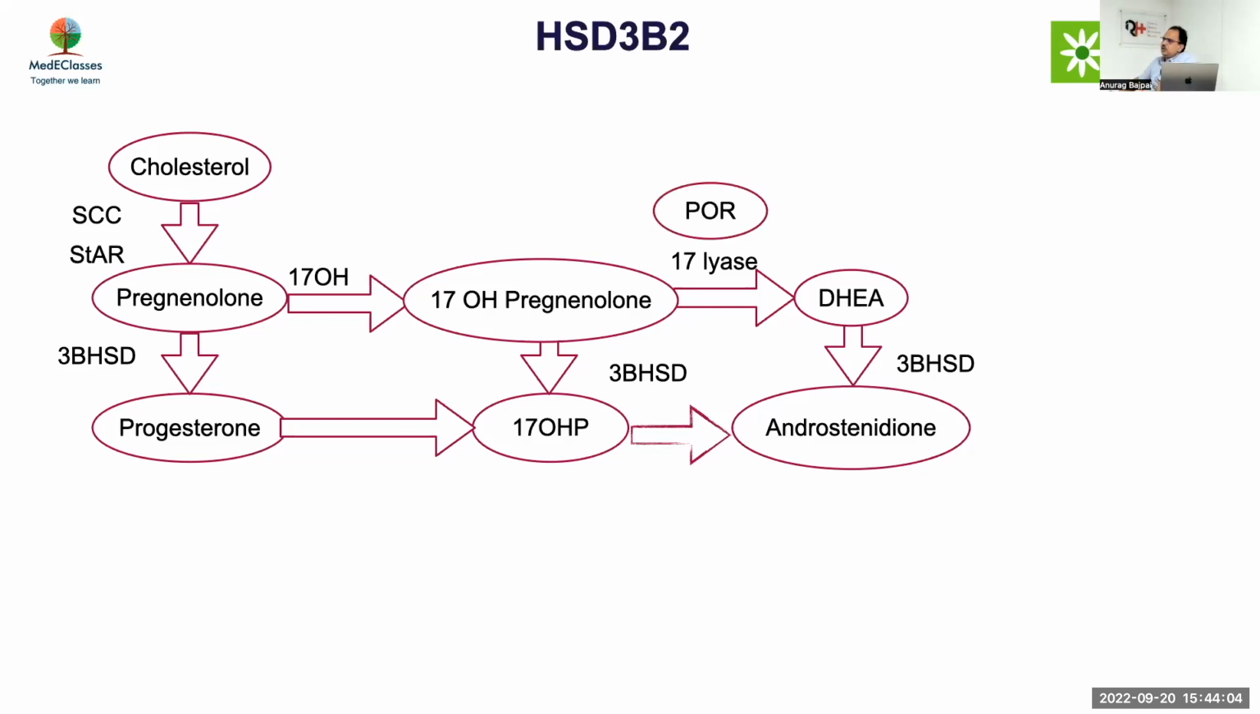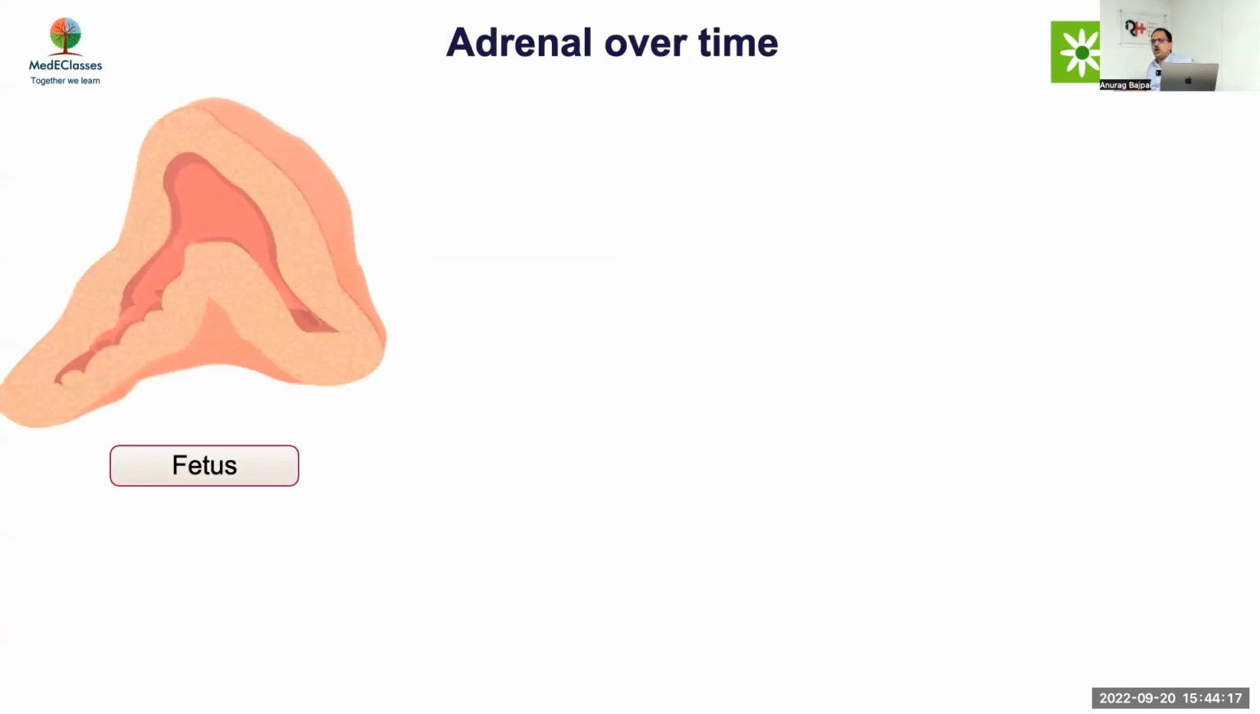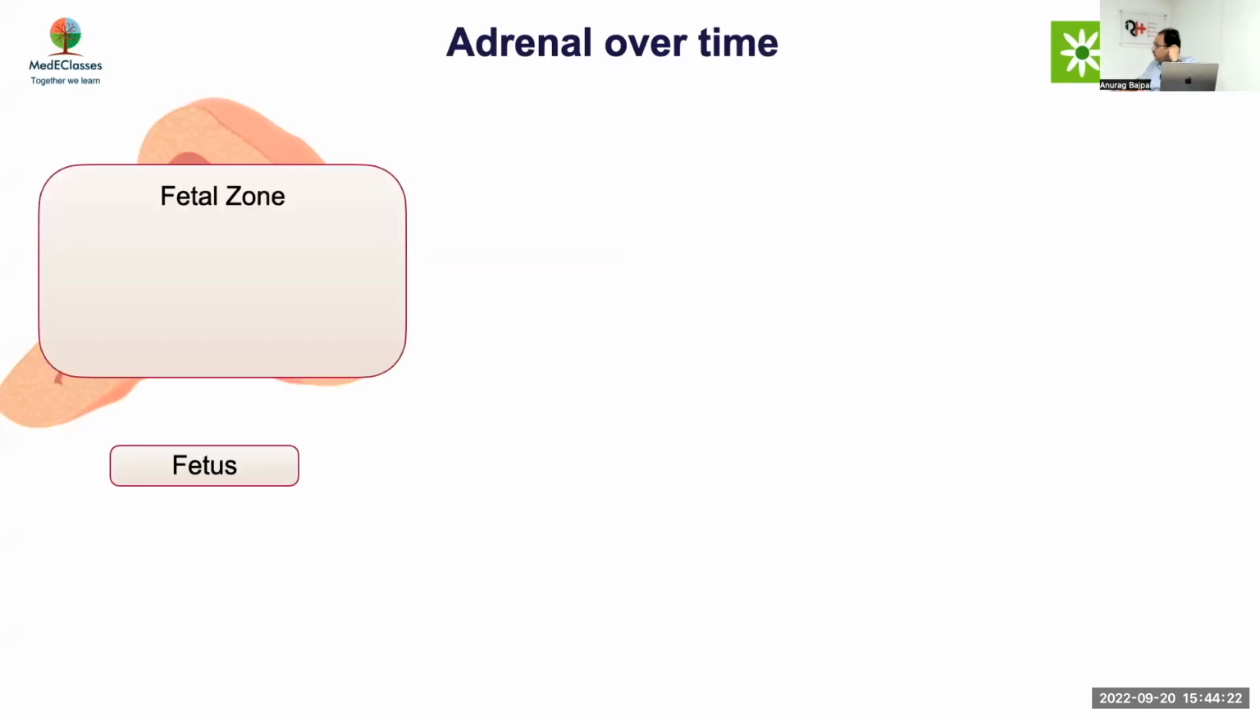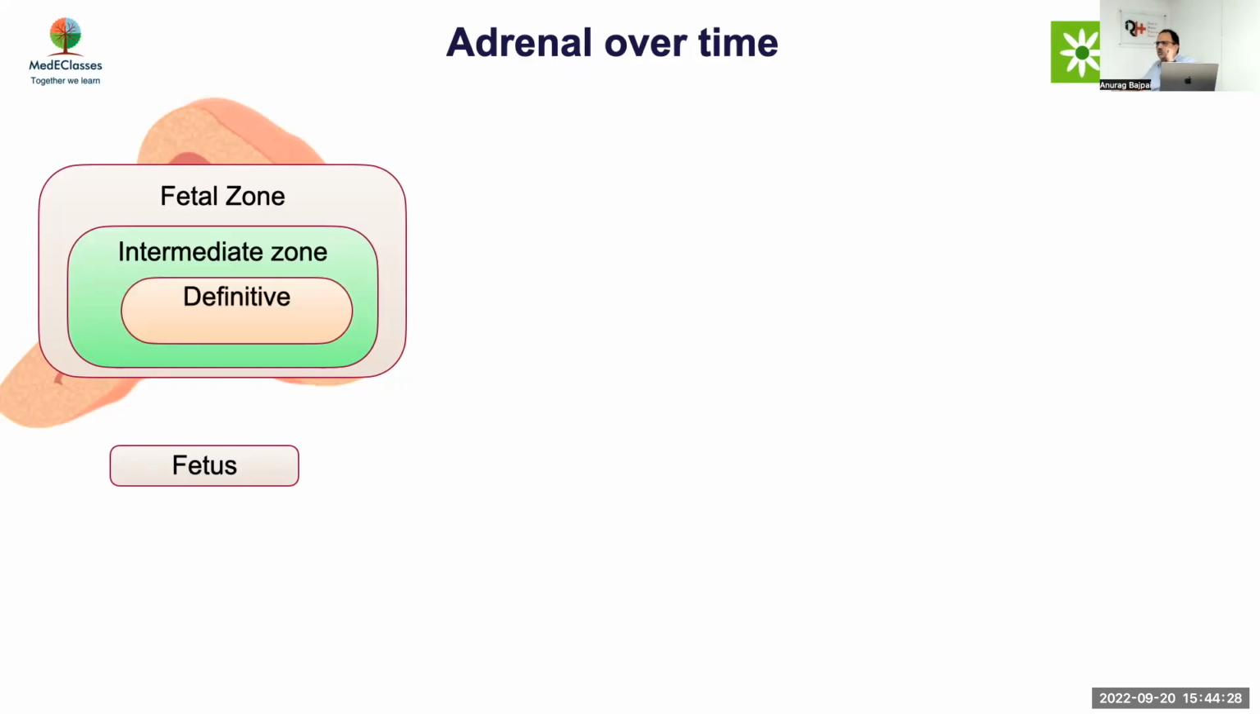Now we bring into the second enzyme, POR, which has an effect on 17-hydroxylase, lyase, and both activities. So if you have a POR defect, you will have features of 17-hydroxylase deficiency as well in that perspective. Now we need to also remember the role of adrenal over time. So the fetal adrenal basically has got a huge fetal zone, a lot of intermediate zone, and a very small definitive zone. So what does the fetal adrenal do?